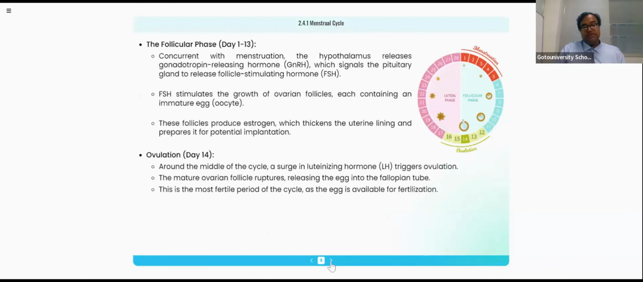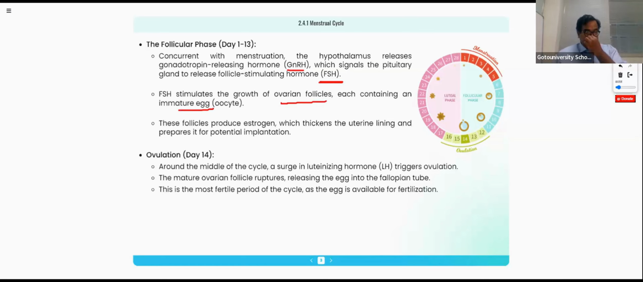After the menstruation phase of the menstruation cycle, the follicular phase is present, not follicular cycle. Again I'm repeating, some students write follicular cycle. No, follicular phase. In the follicular phase, the gonadotropin releasing hormone makes the pituitary gland release FSH, follicle stimulating hormone. This FSH stimulates the development of ovarian follicles, right? These developed ovarian follicles have the immature egg.